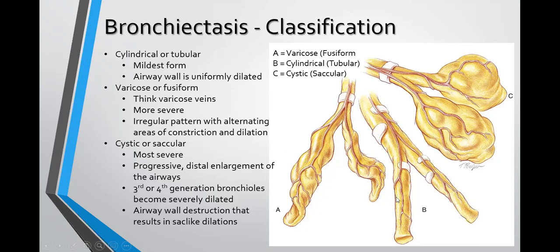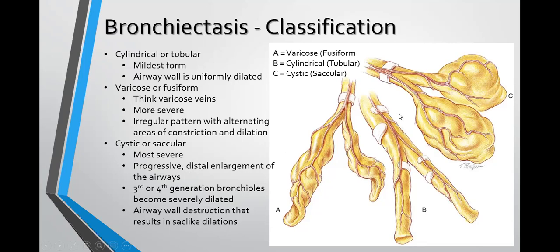These tubes should be tubular, straight. Bronchioles, bronchi, but they're rounded. They look like alveoli, and they're not. This is supposed to be a bronchus. If it's fat like that and made into a sac, that is called cystic or saccular, and that is the most severe form of bronchiectasis. Progressive distal enlargement of the airways, third or fourth generation bronchioles. They become severely dilated at the bottom of the bronchiole. The airway wall destruction results in sac-like dilations. They turn into sacs.